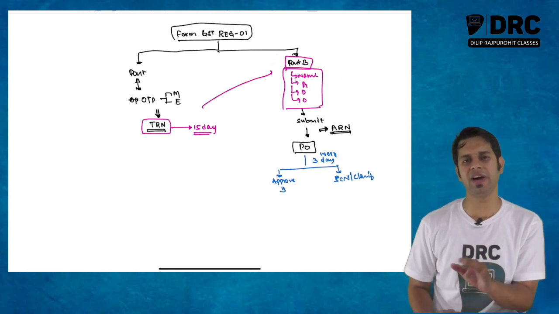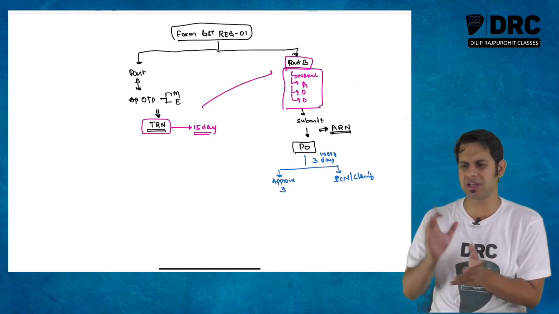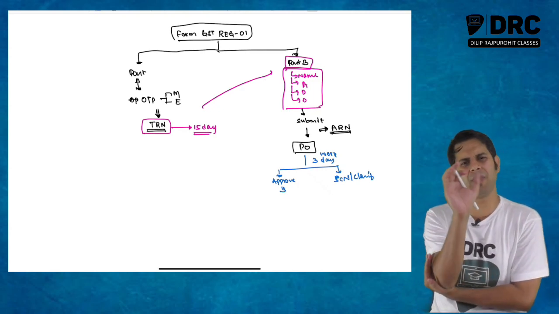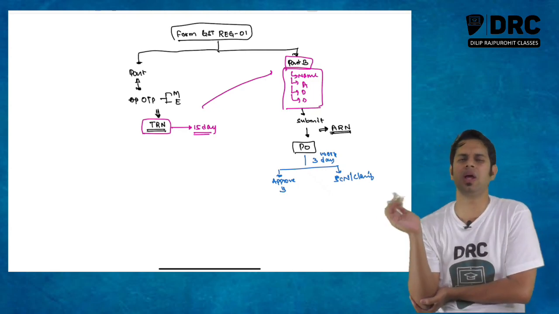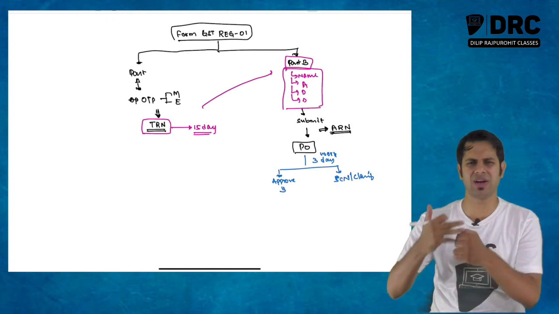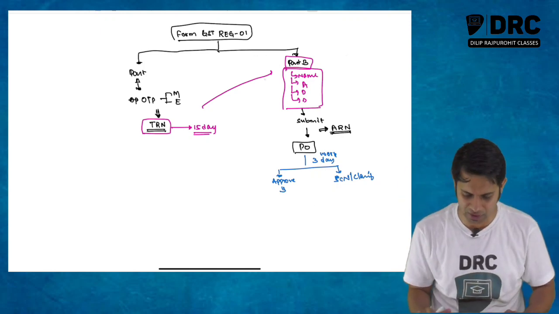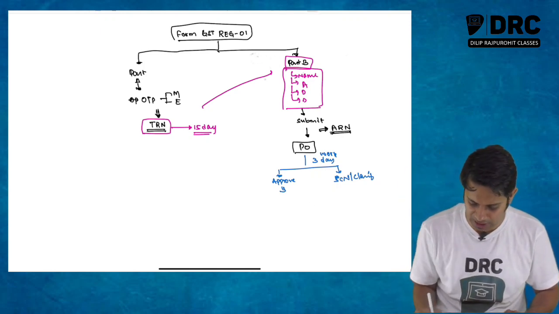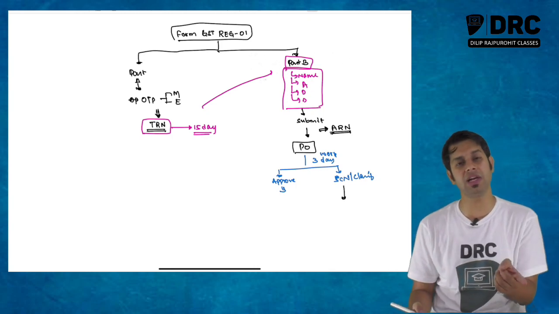If he is not satisfied, then he can ask for some clarification. Hey, Mr. Dilip, you have uploaded this rental agreement. No, I am not understanding this. Can you please also upload an electricity bill? Whatever clarification he wants to ask, he'll ask for it. So he will send a clarification notice. For clarification purposes, what will he do?